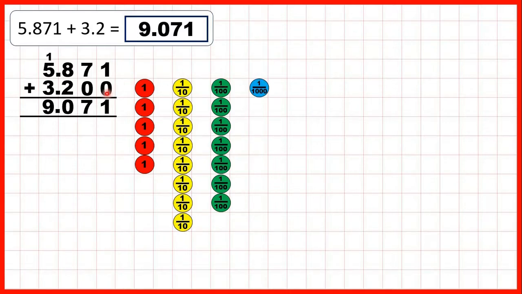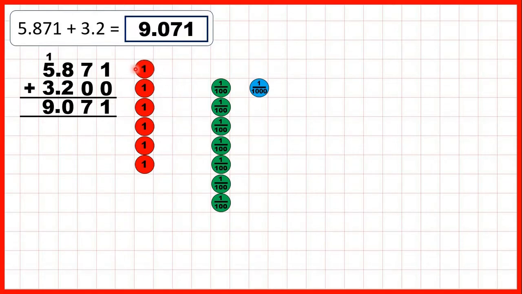Finally, we started with 5.871, so that's 5 ones, 8 tenths, 7 hundredths and 1 thousandth. We weren't adding any thousandths or any hundredths, so the 1 thousandth and 7 hundredths stayed the same in our answer. But then we added 2 tenths, and that meant that we had 10 tenths altogether, so we could exchange them for 1 extra 1. So that meant we had 0 tenths in our answer.